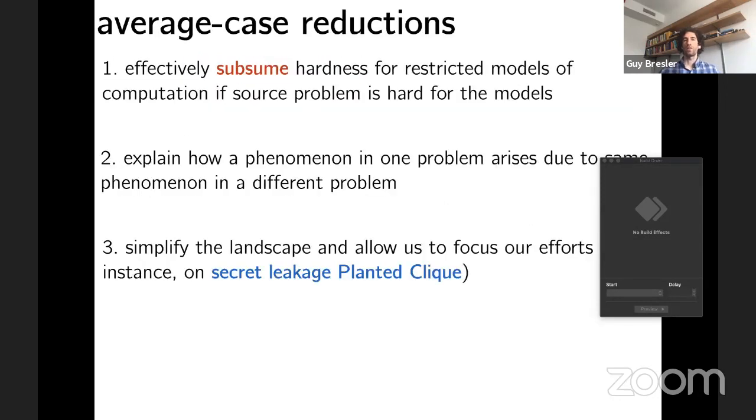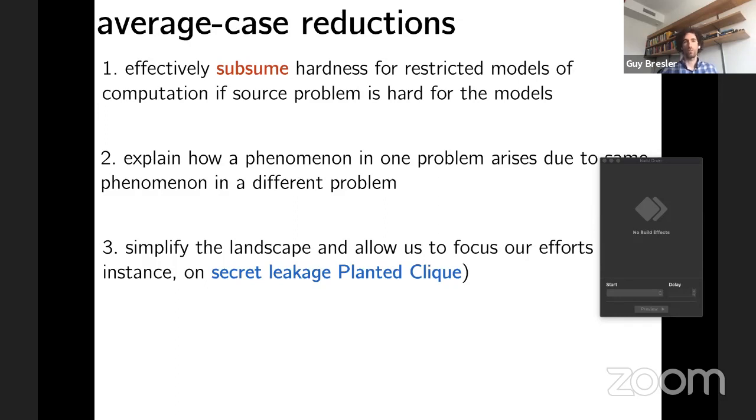So average case reductions subsume hardness for restricted models of computation. If we care about, for example, polynomial time computation, and the source problem, for example planted clique, has been understood in, say, its sum of squares hardness, well, then average case reductions would transfer hardness for polynomial time algorithms from the root problem. And so it's a stronger way of reasoning about computational hardness.